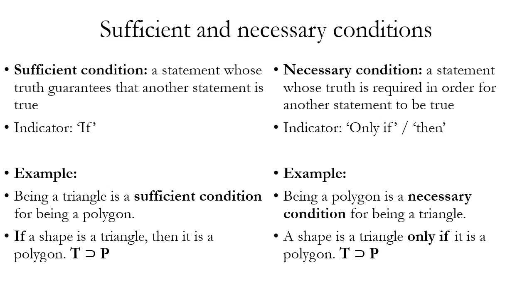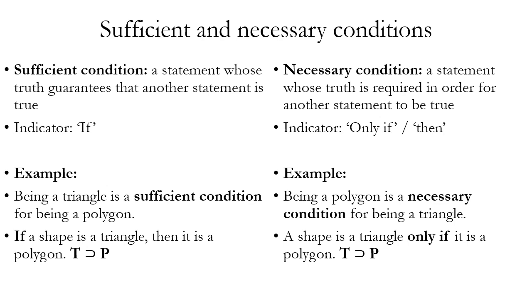Another aspect of conditional statements is the concept of sufficient and necessary conditions. Each conditional statement expresses a relation between two statements in which one of them is the sufficient condition for the other and the other is the necessary condition for the first. A sufficient condition is a statement whose truth guarantees that another statement is true. It's indicated by the word if. So the antecedent in a conditional statement is expressing a sufficient condition for the consequent.